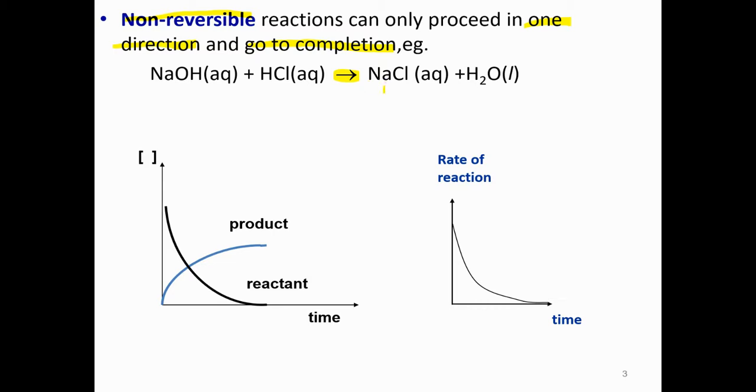If we represent it with a graph, for example concentration, this is the reactant, this is the product. As time goes by, the reactant will decrease and the product will increase. After some time, all the reactant will completely change to product. Therefore, the reactant finally becomes zero when it completely reacts.